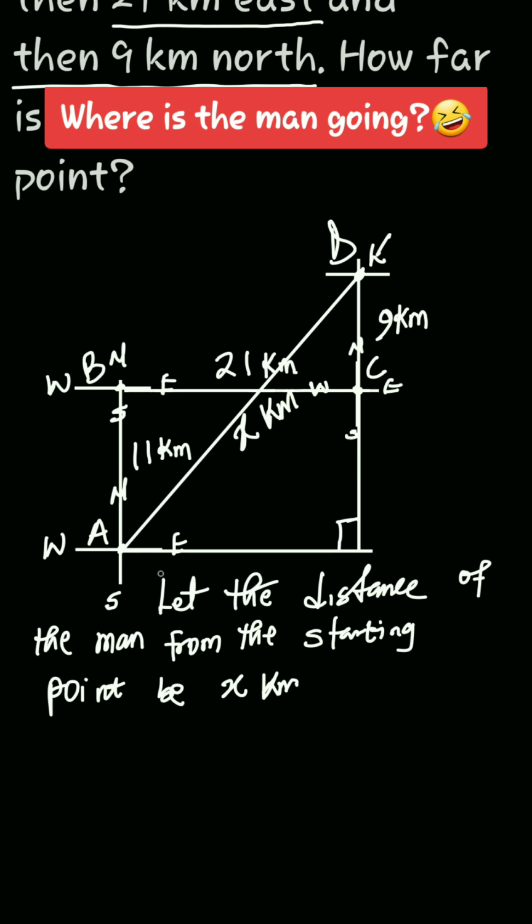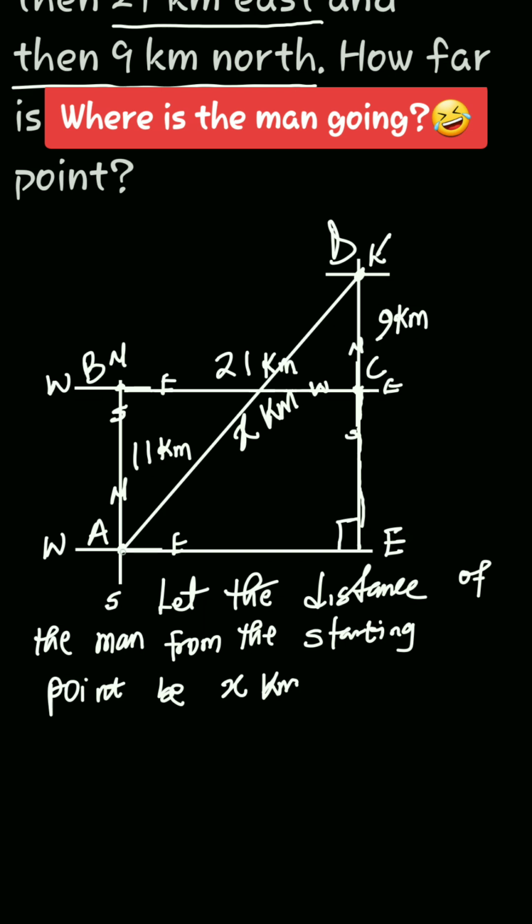Now, we extended that side further because this line is a parallel line, so we can extend it. And this other one that we brought down is also a parallel line and can be extended. So we have a right-angled triangle. Let's call this point E. What we are looking for is the distance of the man from the starting point, and we've called that x kilometers. So now let's look at all the other information that we have here.